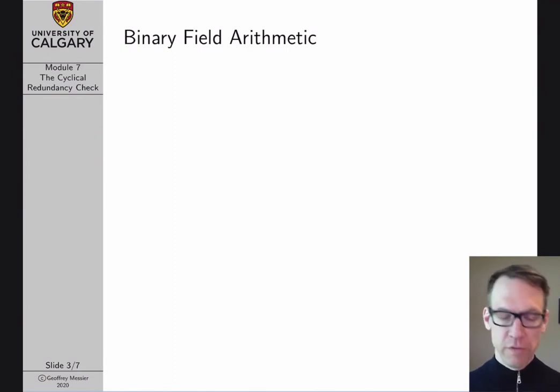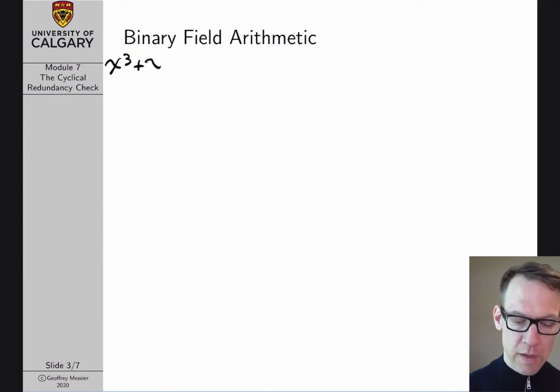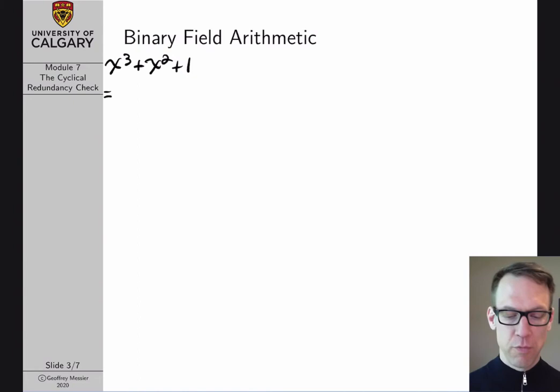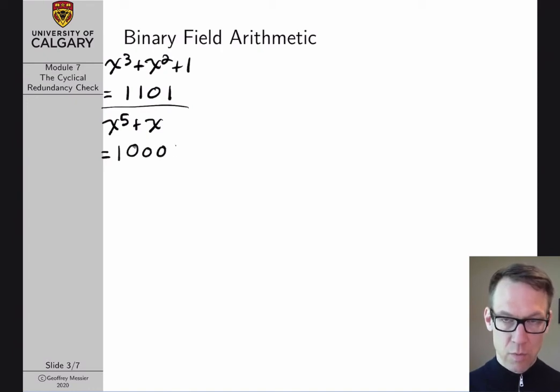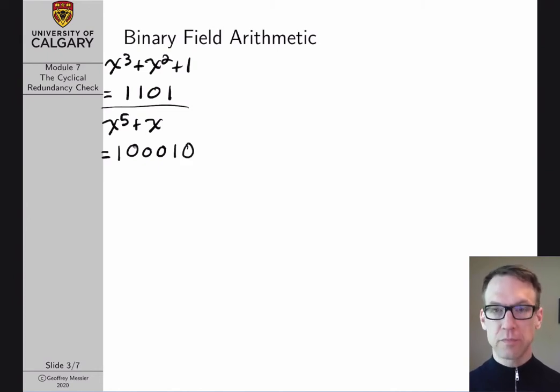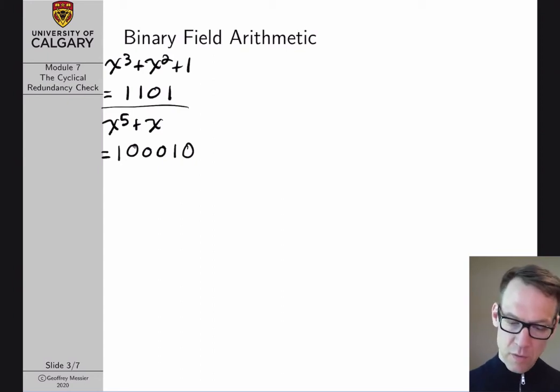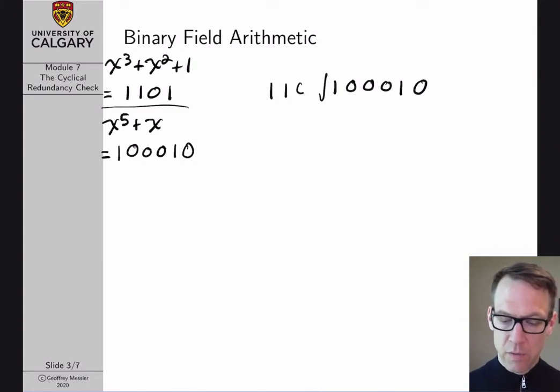So our divisor polynomial was x cubed plus x squared plus x. That, if we write it as a bit string, is just equal to 1, 1, 0, 1. The polynomial that we were dividing was x to the fifth plus x. And if we represent that as a bit string, we have x to the fifth, 4, 3, 2, 1, and 0. So what I want to do now is, over on the right-hand side of the page, redo the example with these bit strings. So we're going to take the string 1, 0, 0, 0, 1, 0, and we're going to divide it by 1, 1, 0, 1.